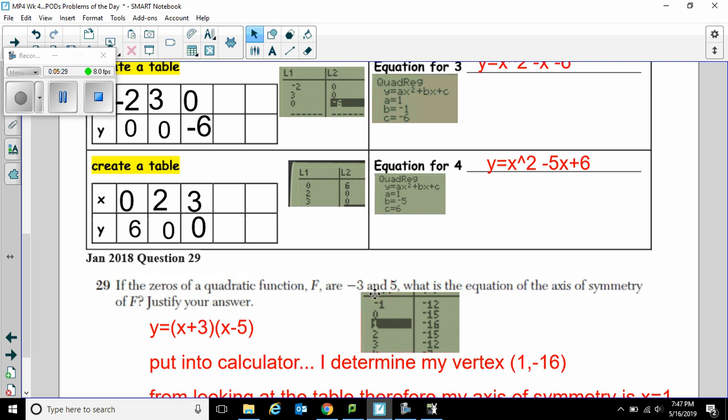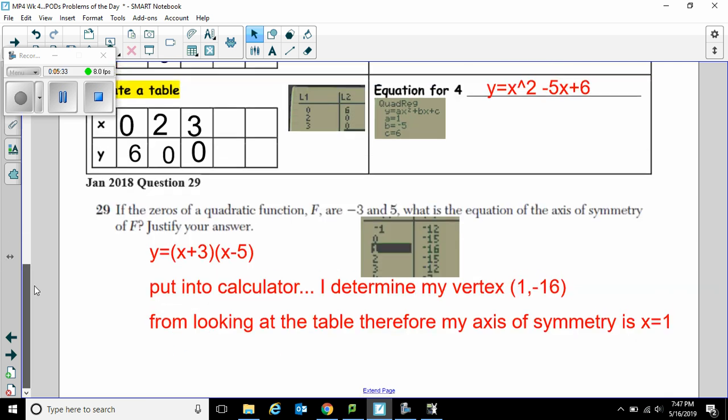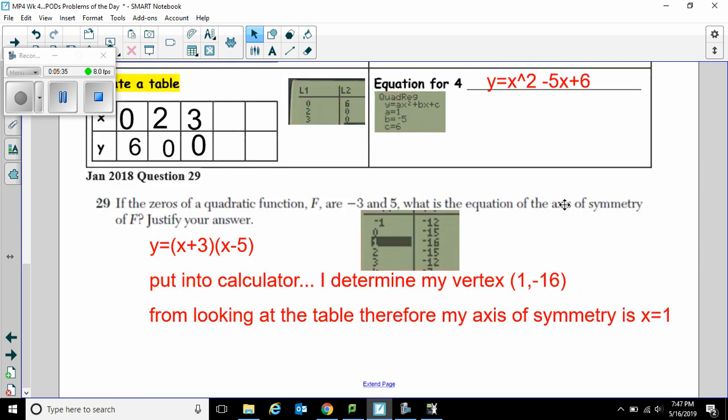Put that in my calculator. I look for my vertex. And my vertex is the number that is the lowest. And then it asks specifically for the axis of symmetry. Axis of symmetry is always the x value of my vertex. So x equals 1, therefore my axis of symmetry is 1.